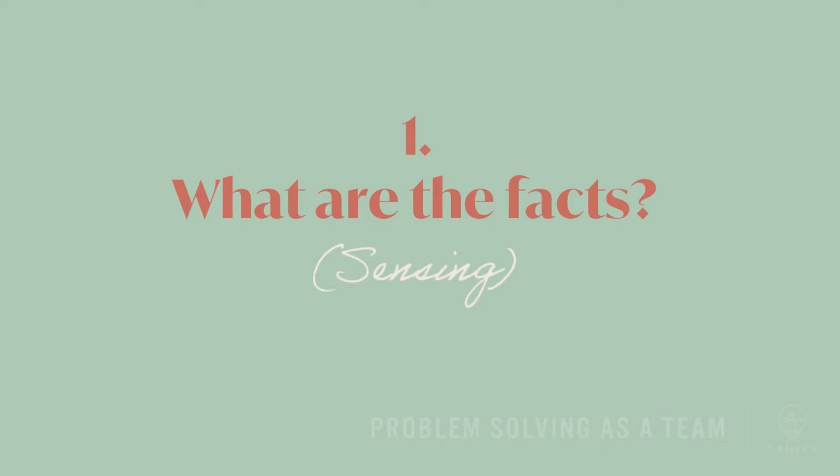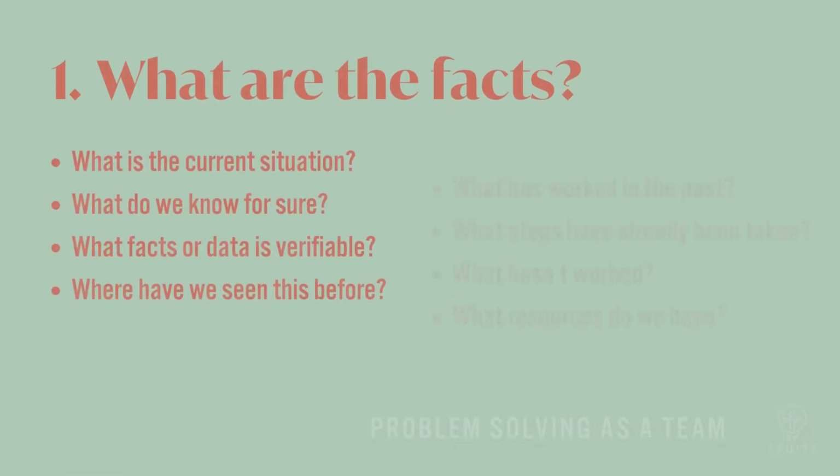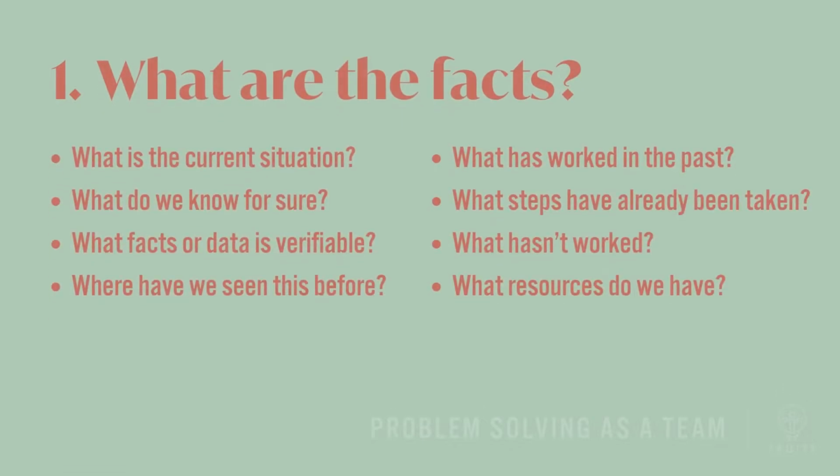Starting with sensing, we want to understand the current situation and what we know right now based on facts and past experience. Avoid jumping to conclusions or reading between the lines, and be on the lookout for facts that are actually assumptions or expectations. Questions to ask include, what's the current situation? What do we know for sure? What facts or data is verifiable? Where have we seen this before? What has worked in the past? What steps have already been taken?